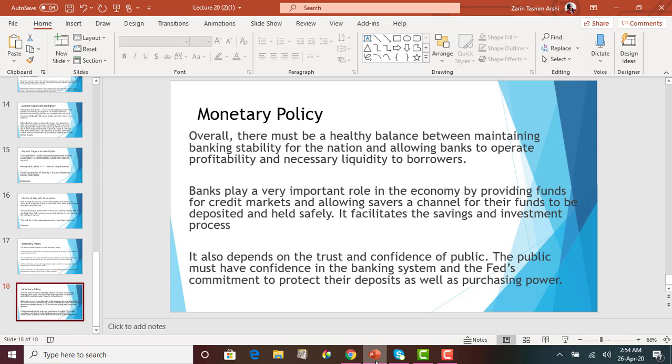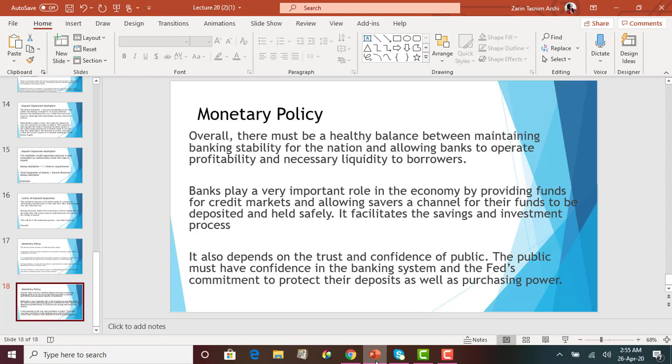Overall, there must be a healthy balance between maintaining banking stability for the nation and allowing banks to operate profitably, while providing necessary liquidity to borrowers. Banks play an important role in the economy by providing funds for credit markets, as well as in the money supply. They facilitate the savings and investment process.